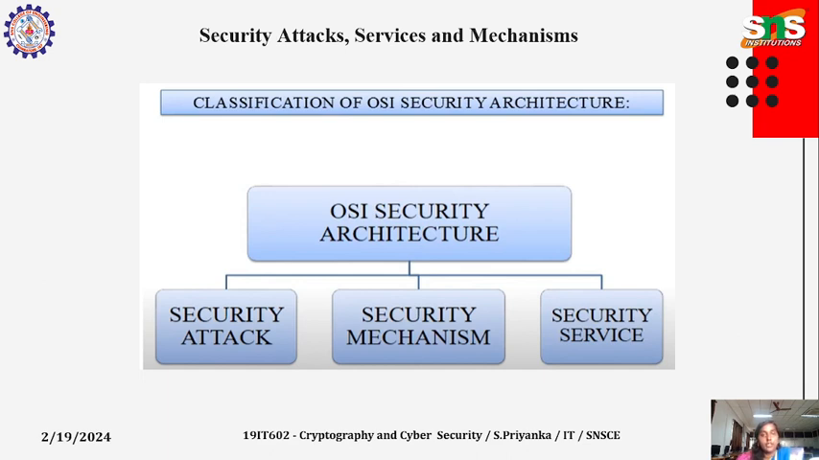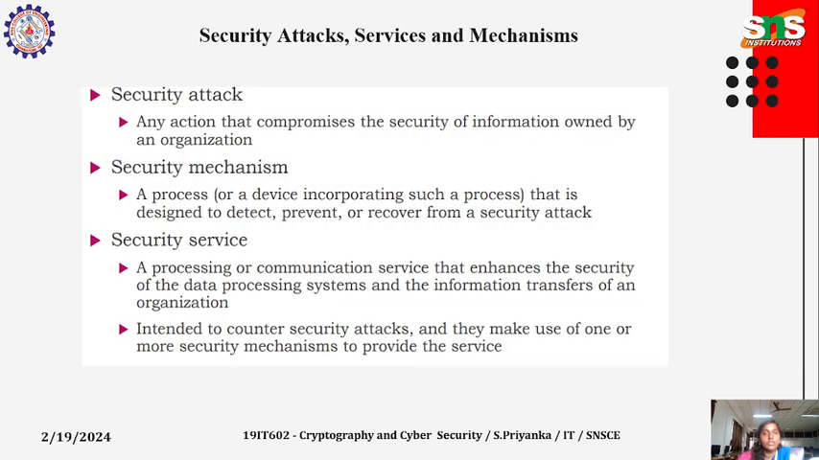Here, let's have a recap of the classification of OSI security architecture. It mainly includes security attack, security mechanism, and security services. Coming to the security attack, any action that compromises the security of information owned by an organization is a security attack. Next, security mechanism: a process or a device incorporating such a process that is designed to detect, prevent, or recover from a security attack is called a security mechanism.